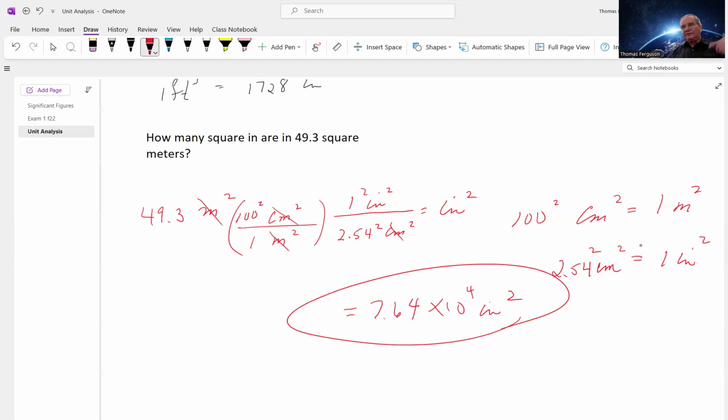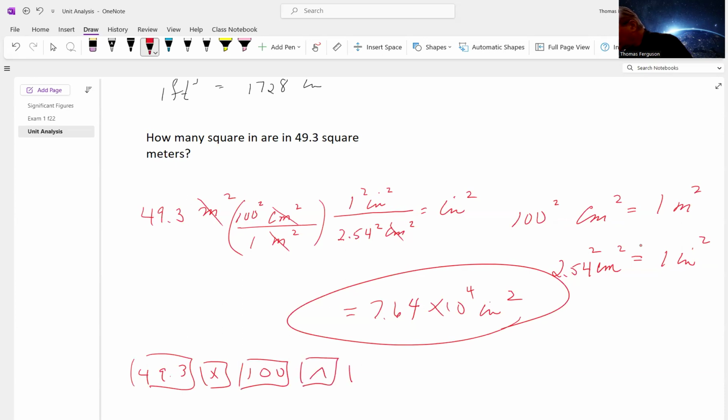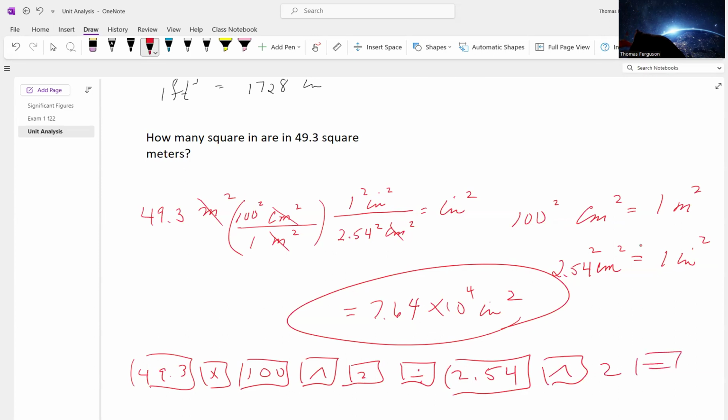Now the way you do this in your calculator is you're going to go 49.3 times 100 caret 2 divided by 2.54 caret 2 enter.